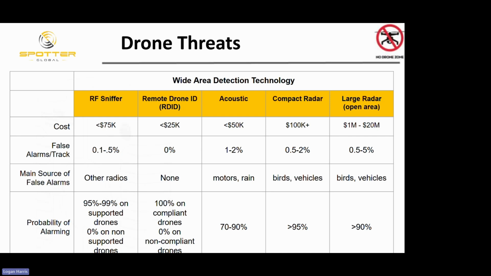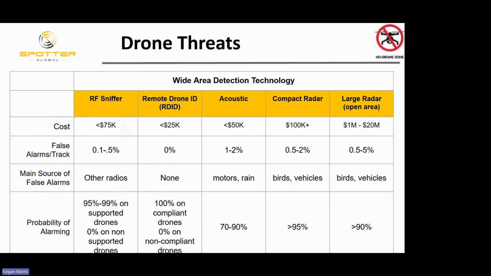It's not going to alarm on just a Wi-Fi access point. I've seen where RF sniffers alarm on other radios off of trucks. They have a bunch of different radio systems on trucks that are broadcasting, and I've seen that RF sniffers will pick up and alarm on those. With Remote ID, there's zero false alarms.